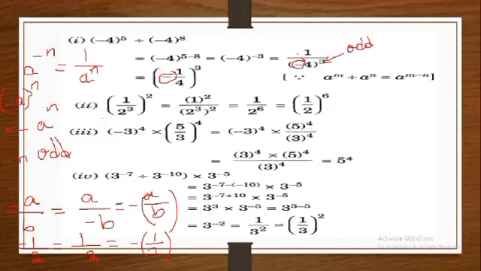Now, so this is what we have: minus 1 over 4 to the power 3.